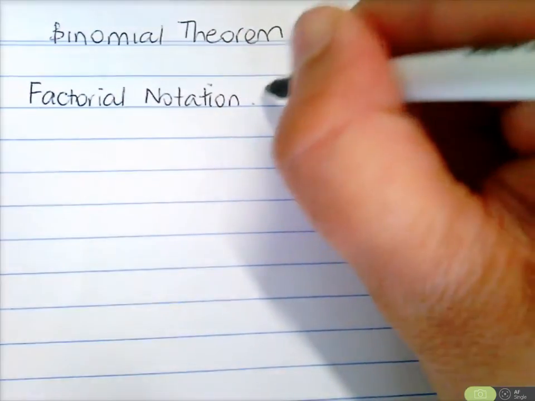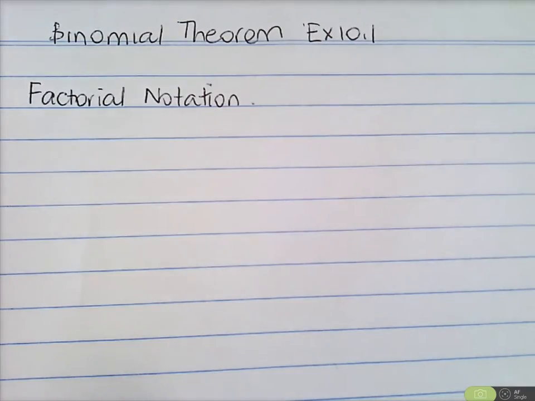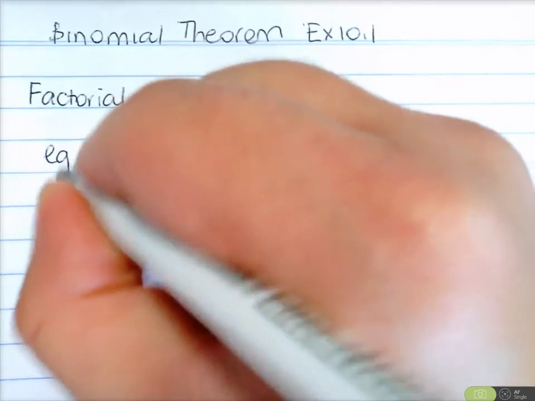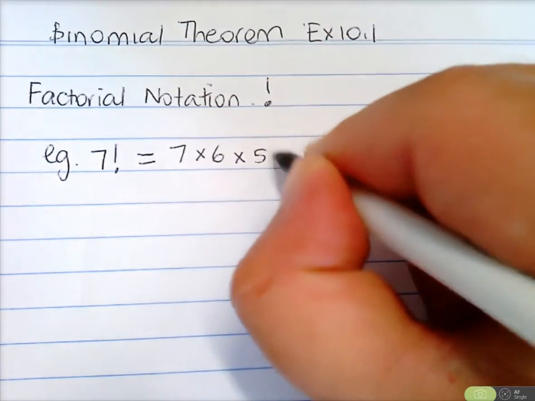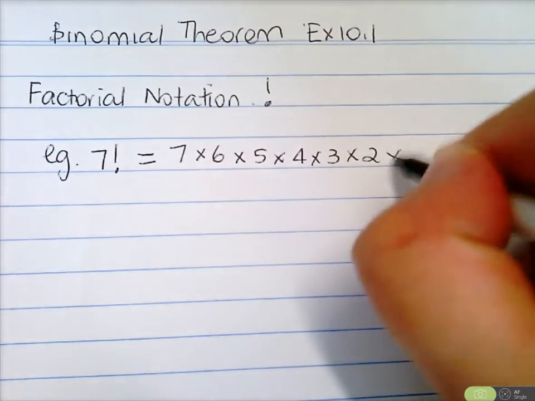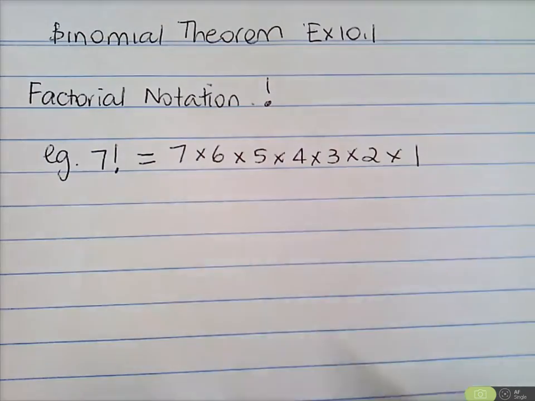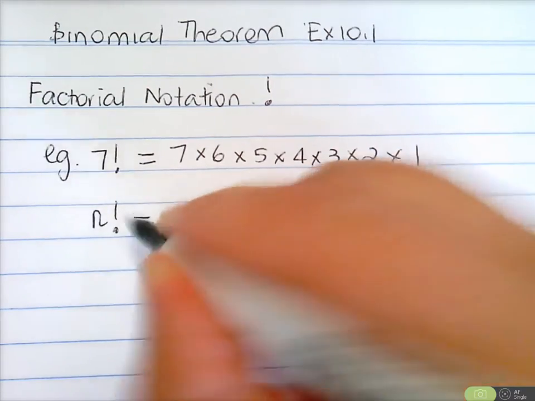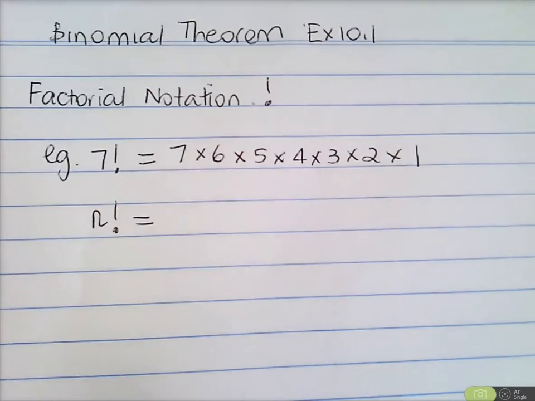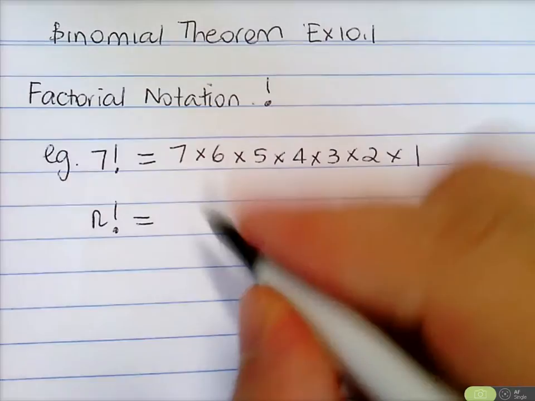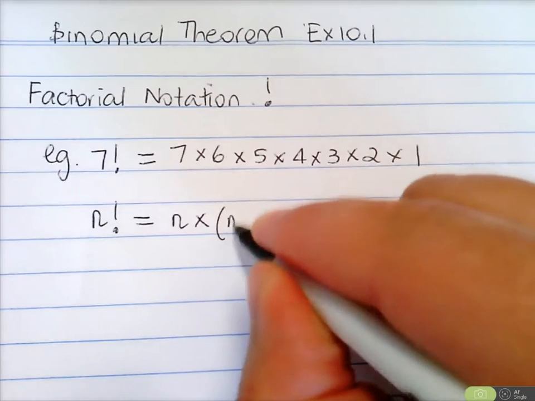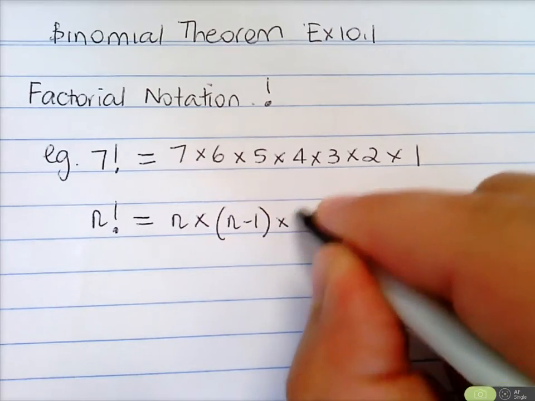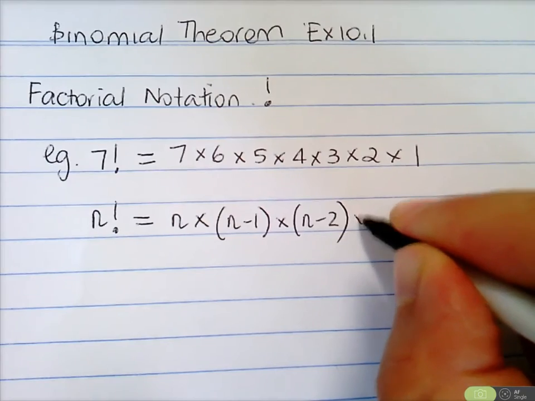Does anyone remember what it is? It's the exclamation mark. But what does it mean? For example, 7 factorial means 7 times 6 times 5 times 4 times 3 times 2 times 1. So that's an example of factorial notation, but if I wanted to write the general form, for example, n factorial, it'll be n times 1 less than n. How do I write that? n minus 1 times n minus 2 times n minus 3.